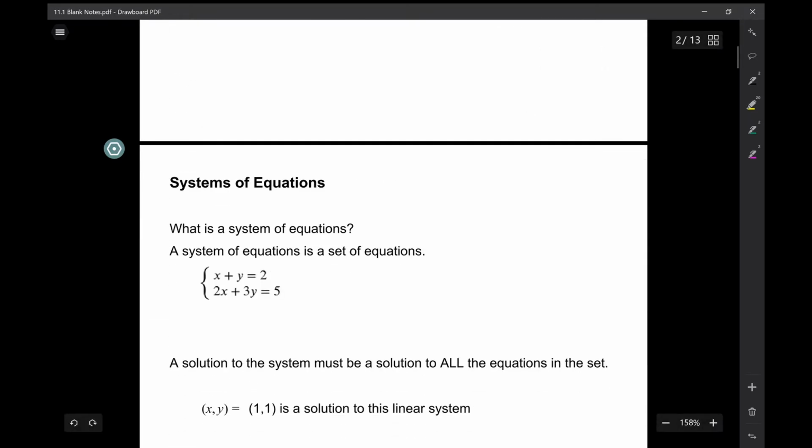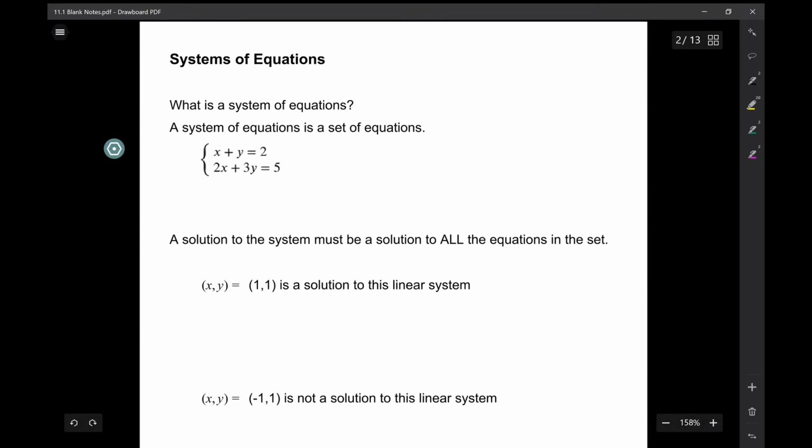Sorry about that. What is a system of equations? A system of equations is really just a set of equations, and a solution to the system is a solution to all the equations in the set. So if you can find an x and y that solve both these two equations, then that's a solution. So let's look at an example.